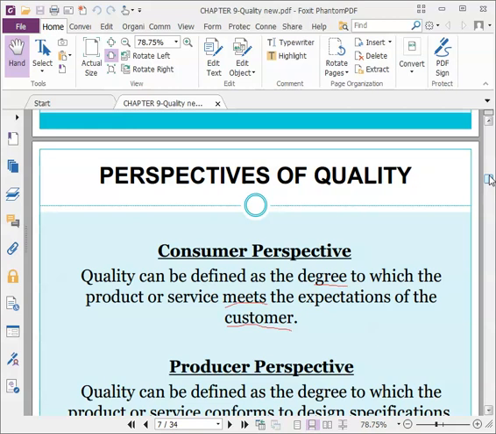Okay, quality can be defined as the degree to which the product or service meets the expectation of the customer. Okay, saya dah cakap tadi, quality is the features or characteristics that meet the requirement of the customer or consumer. So in terms of consumer perspective, dia nak make sure dia expect tu tinggi and then quality of the product mesti tinggi lah. Selaras dengan expectation of the customer.